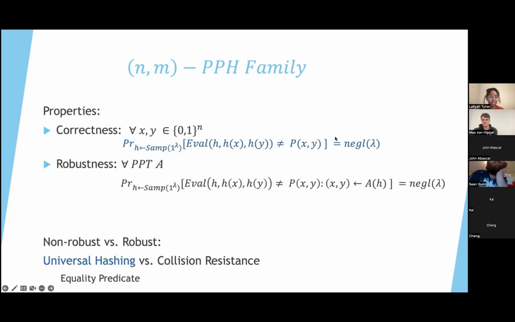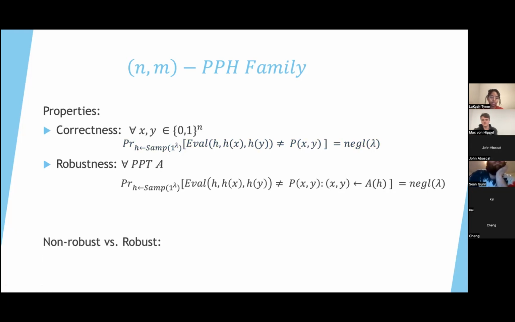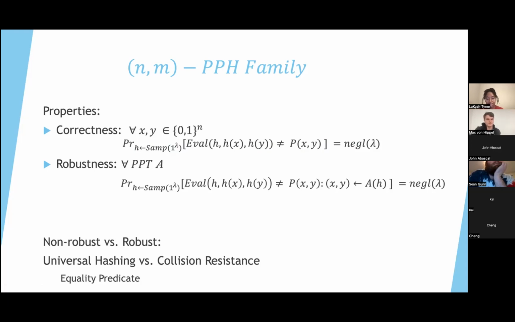Okay, and so to better understand the difference between non-robust property preserving hashing and robust property preserving hashing, we can look more closely at the difference between universal hashing and collision resistant hashing, especially when it pertains to the equality predicate. So the equality predicate is another binary predicate, or binary property, which takes two objects and determines whether or not they're equal, as the name suggests.